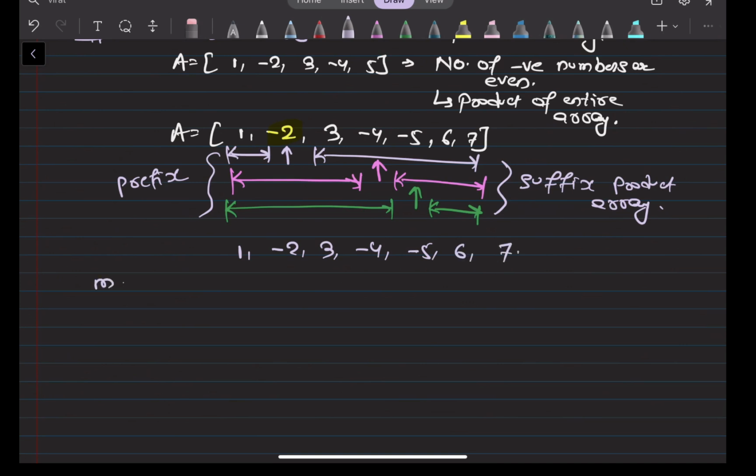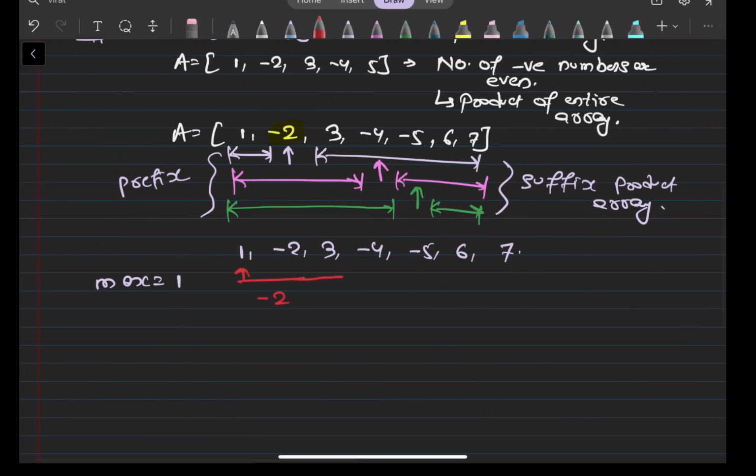Let's take max value equal to 1. With max value equal to 1, let's start iterating. So first I will get 1. Okay, 1 is my max. Then we will multiply by minus 2. When we multiply by minus 2, my answer will be minus 2. Okay, this is not max, so we will not update. When we take 3, my minus 2 will become minus 6. Okay, no problem in that.